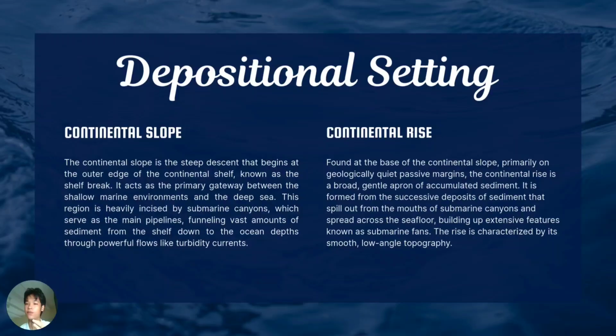At the bottom of the steep continental slope, we find the continental rise. This is a wide, gently sloping area made of accumulated sediments. It's formed over millions of years as sand and mud carried down the submarine canyons spread out and settle on the seafloor. Think of it as a giant, soft apron of sediment that smooths the transition from the steep slope to the deep ocean bottom.